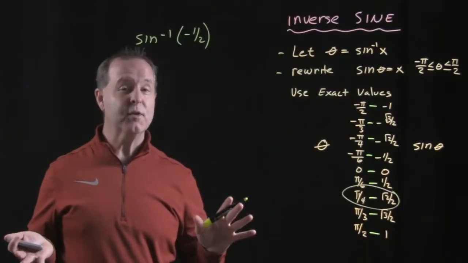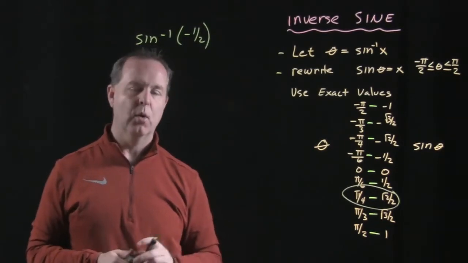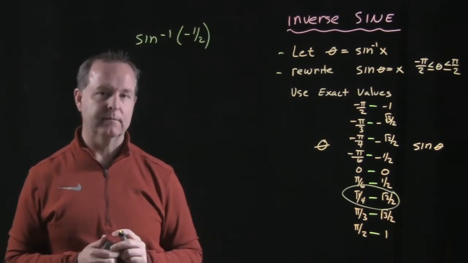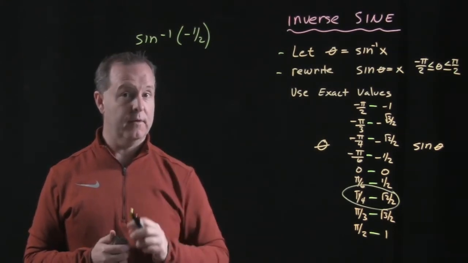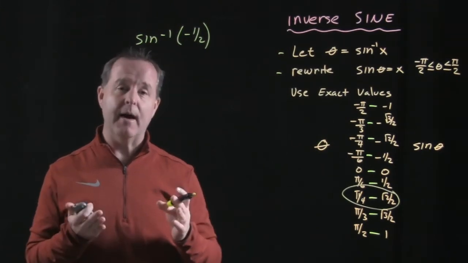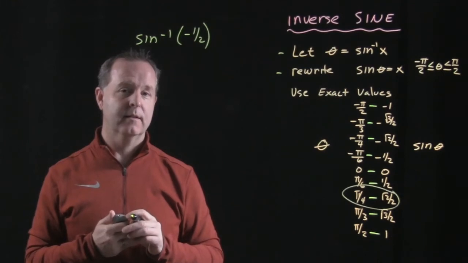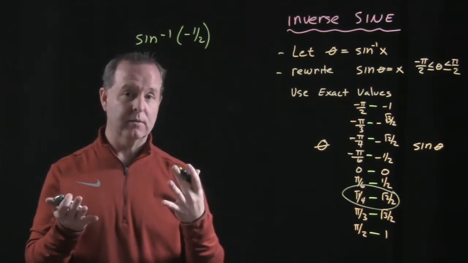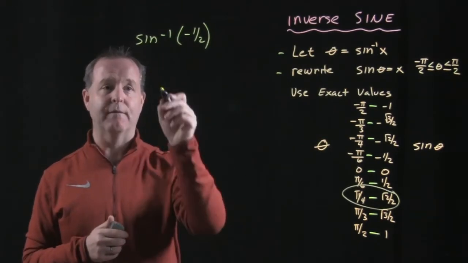All right, let's do this one together. Well, no, let's not do it together. Why don't you get a head start on it? What's the exact value of the inverse sine of -1/2? What are you going to do first? Well, let's think about it in terms of what we're trying to find, or what this means. Remember what it means? It means what's the angle on our interval that produces a sine of -1/2.